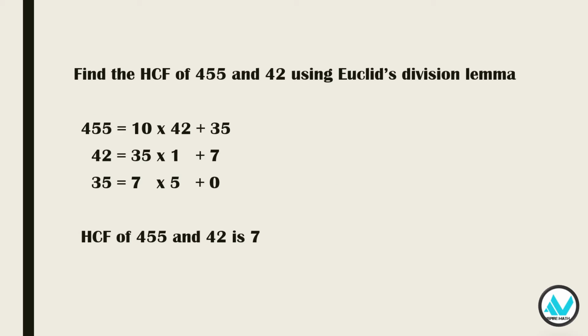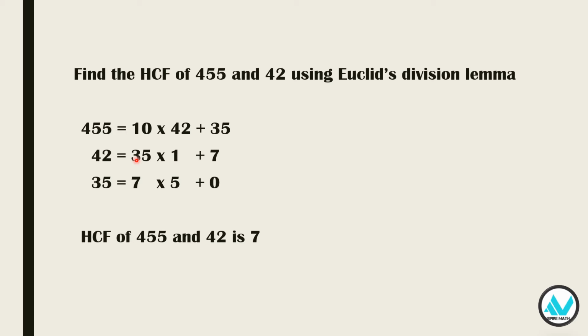Now let us find the HCF of 455 and 42 using Euclid's Division Lemma. Here 455 is the larger number, so 455 becomes my dividend and 42 becomes my divisor. Now let us see how many times 42 goes in 455. It goes 10 times with a remainder 35. Now my 42 becomes my next dividend and 35 my divisor. This process will continue till we get the remainder 0.